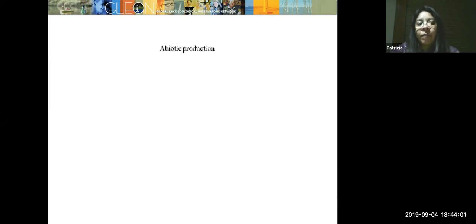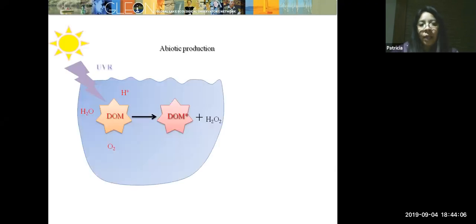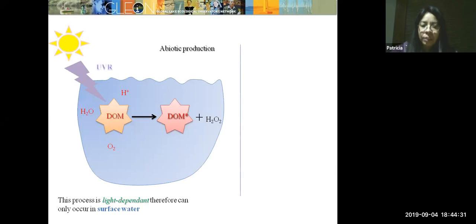So for the abiotic production of hydrogen peroxide, we have the sun, we have the radiation, particularly the UV radiation, which breaks down the dissolved organic matter, and we have radicals, we have water, we have dissolved oxygen, and this produces a very reactive dissolved organic matter, and in some environments it can also produce hydrogen peroxide. This is the abiotic production. This process is very light dependent, therefore it only occurs in the illuminated part, in the surface water.